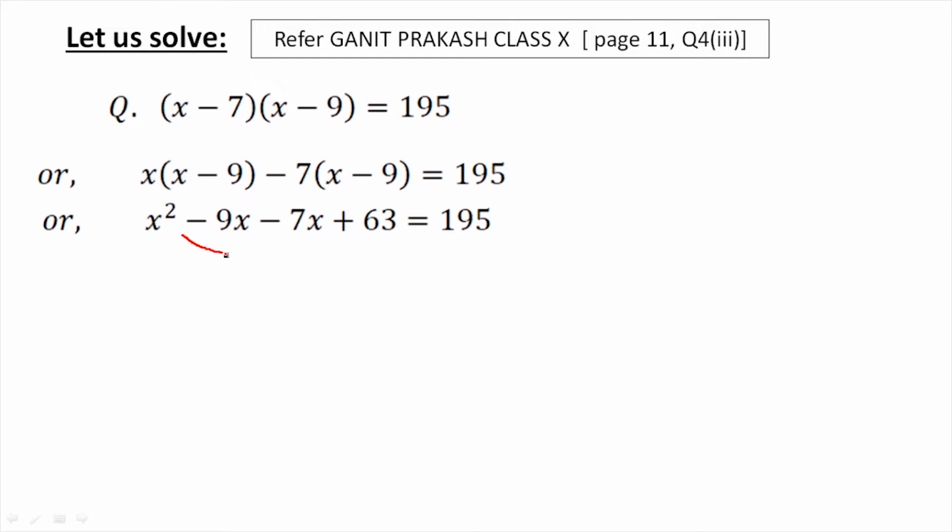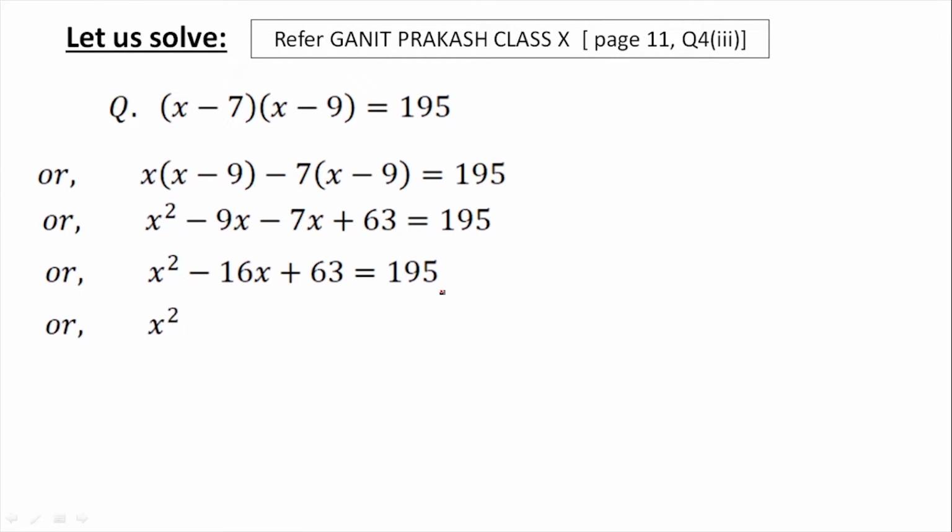Now here we see minus 9x and minus 7x can be added. Why? Because they are the same sign. Both are negative, so we add them, and we get minus 16x. So x square minus 16x plus 63 is equal to 195. Now we'll bring this 195 onto the left hand side, so it is plus here. What does it become? It becomes minus 195.